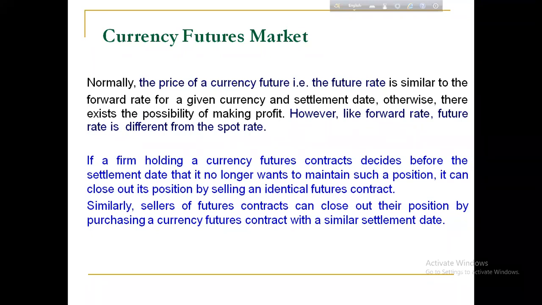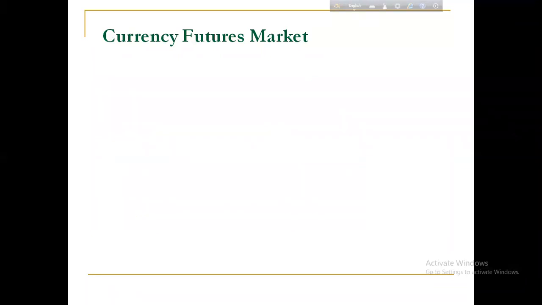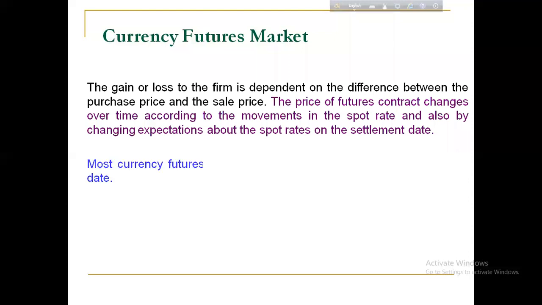If a firm holding a futures contract decides before the settlement date that it no longer wants to maintain such a position, it can close out its position by selling an identical futures contract. So if a firm is holding a futures contract, then it can close it by selling this contract. Similarly, a seller of futures contracts can close out their position by doing the opposite, purchasing a currency futures contract with a similar settlement date. So this is the process to close out.